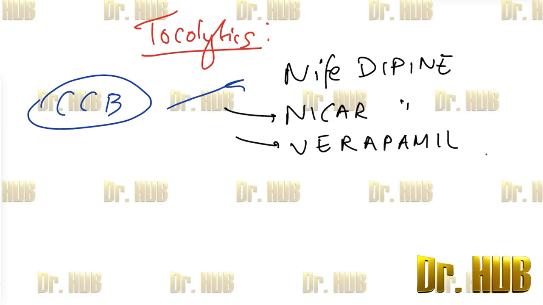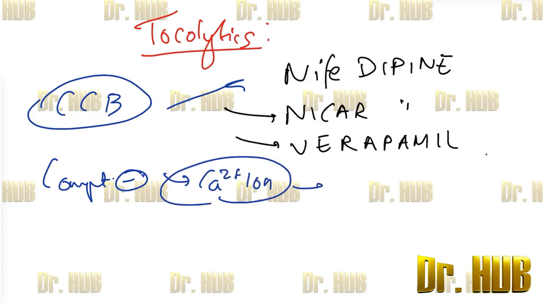Next comes the competitive inhibition of the calcium ion. So you have the competitive inhibition, and this competitive inhibition is of the calcium ion. The example here is magnesium sulfate.